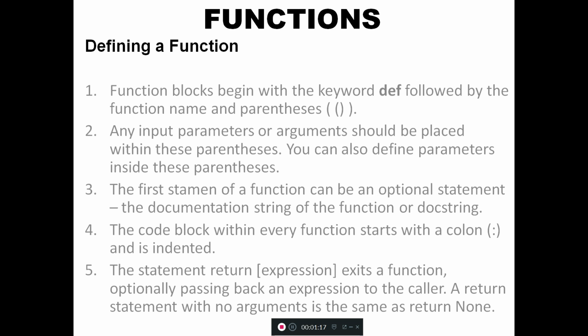The first statement of a function can be an optional statement: the documentation string of the function, or docstring. The code block within every function starts with a colon and is indented. The statement return expression exits a function, optionally passing back an expression to the caller. A return statement with no arguments is the same as return None.